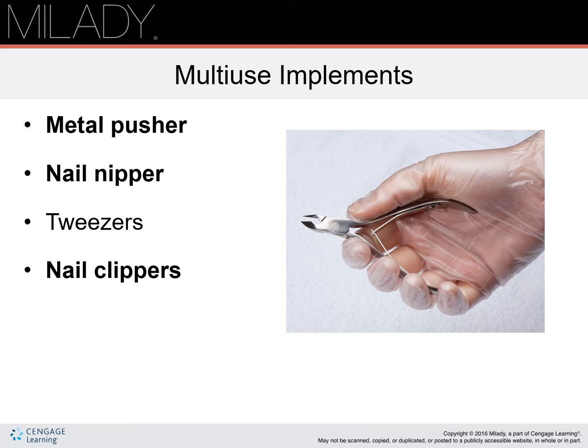Okay, so tweezers. These are used to lift small bits of debris from the nail plate or remove implements from disinfectant solution. You can also use them once we get into designing nails and things like that. You can use them for your rhinestones or some art to pick up anything. So tweezers definitely come in handy. And then you have your nail clippers. These are used to shorten the free edge quickly and efficiently. They must be properly disinfected after each use.